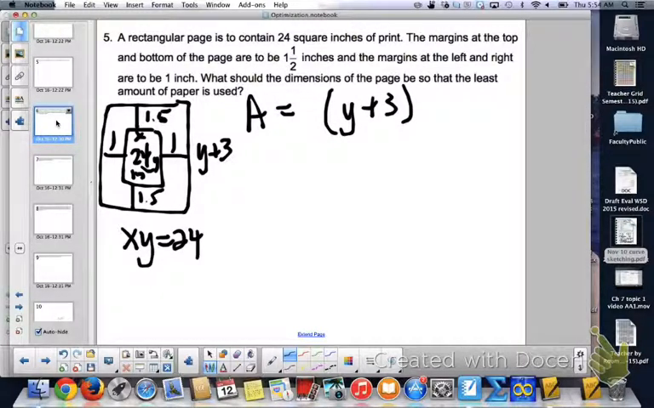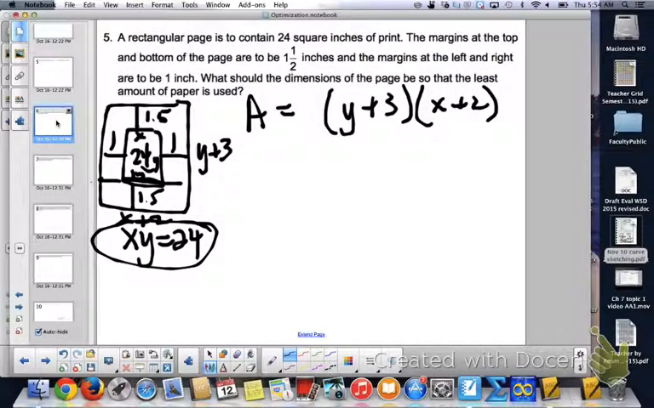And then this is x plus 1, which means this is x plus 2. So times x plus 2. That's the area of the paper that we want to minimize. The least amount of paper is to be used, so we want to minimize that. So xy equals 24, solve for one of them. If we do y equals 24 over x.